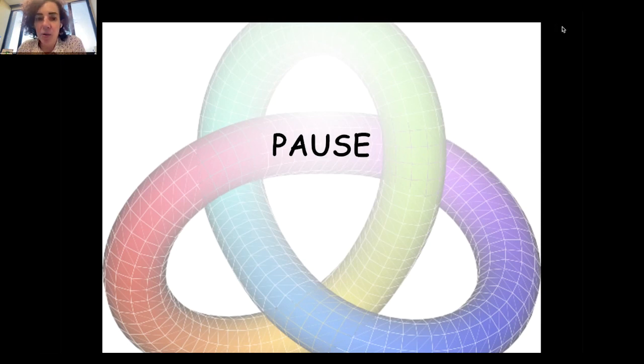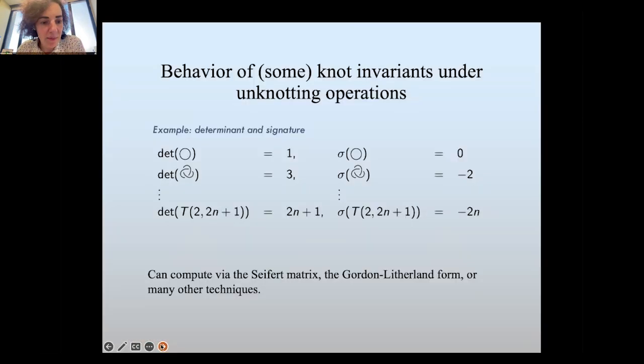Okay, I am going to, feel free to interrupt me at any time if anyone does have a question. I'm going to switch directions a little bit and talk more about invariants. A popular topic, no matter what kind of knot theory you're doing, is how your preferred knot invariant behaves under unknotting operations: crossing changes, band surgeries, rational tangle replacements, or any other unknotting operation that you're interested in.